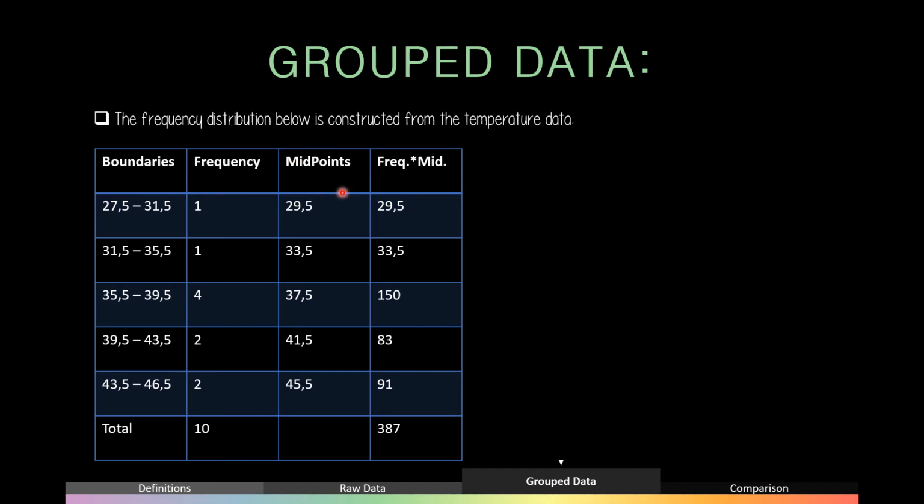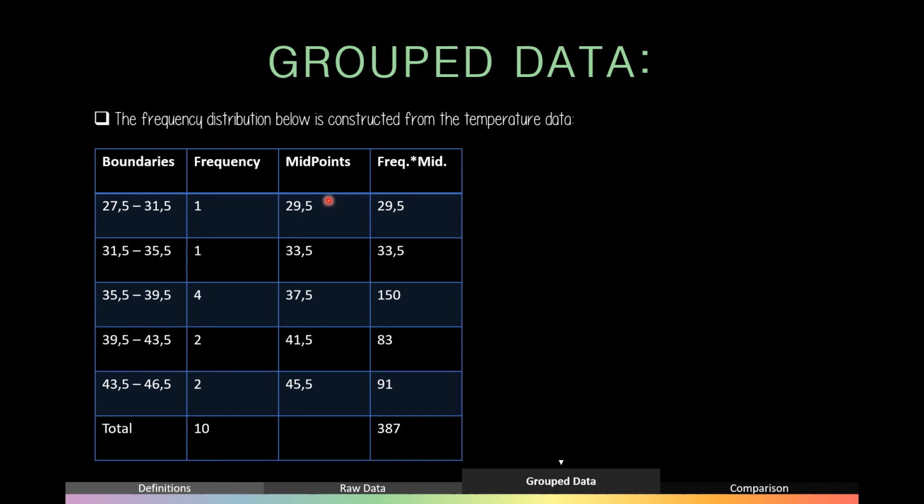This frequency distribution was actually constructed from the temperature data. So when we were working with raw data, it's that exact same data that we were working with previously that I've converted into a frequency distribution. Our boundaries are our class boundaries, and the frequencies are telling us how many data values lie in these boundaries, where we read these boundaries as greater than or equal to the lower boundary, but less than the upper boundary. So if we had a value 31.5 in our data set, we would say that it lies in this class boundary, because 31.5 is not included in the first class boundary because it's an upper bound there.